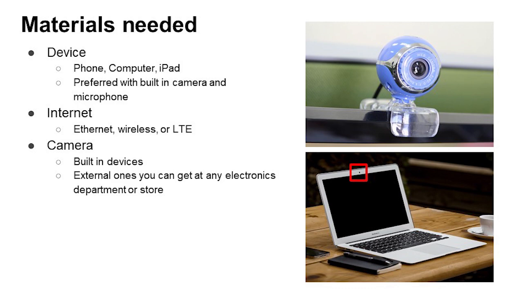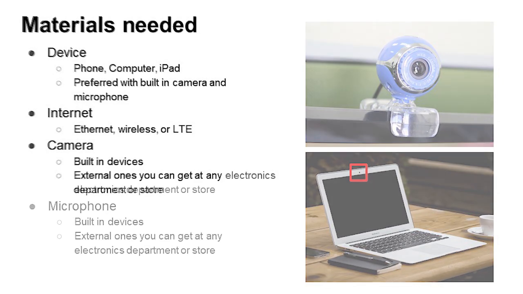Next, you will need a camera. Many devices and smartphones have built-in cameras. If they do not, you can purchase an external one through any electronics department or even Amazon. You will want to find one that is compatible with your device. Many external ones will attach and clip onto your computers through a USB port on your computer. The top picture is an example of one.